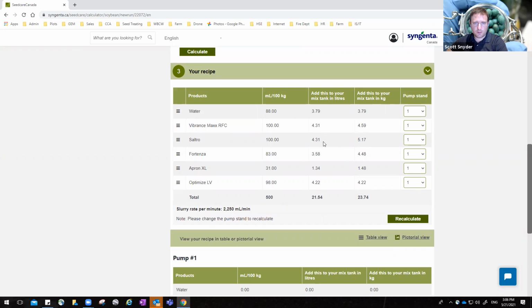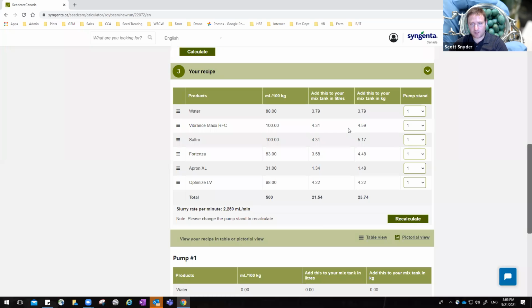Now, you can see the difference between products like Saltro. It's 4.31 liters or 5.17 kilograms. Some people might be weighing some products and measuring other products out. So all I recommend is just make sure that when you're looking at the sheet, or when somebody in the office prints out the sheet and the treater takes it out, you know which one of these you're looking at, because a lot of them are fairly similar values, right? 4.31 and 4.59. You don't want to be grabbing the wrong one by accident. So even if you can highlight with a highlighter or circle it, then it's very easy at the treater to see which one exactly you're going for.